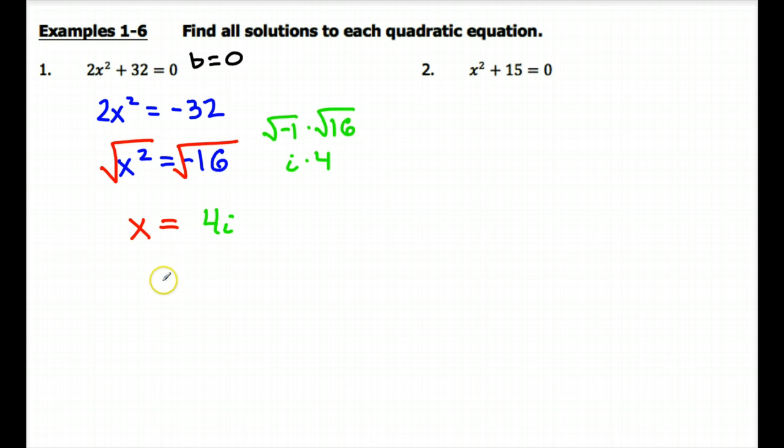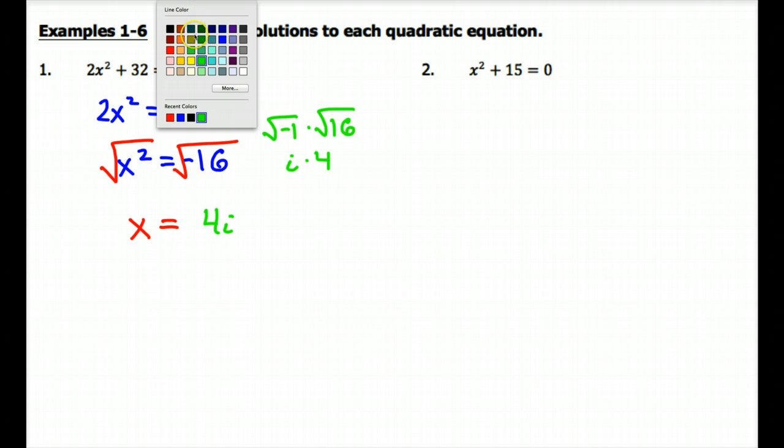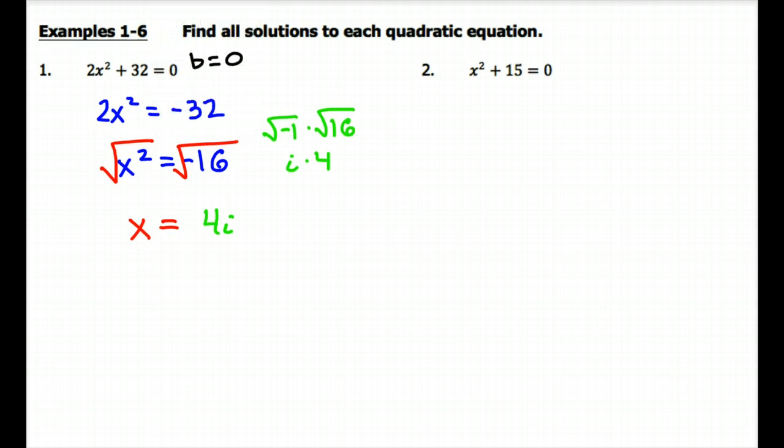The one other thing you need to remember, and this is something you need to recall from last year a little bit, is that anytime you take the square root of both sides of an equation, you have to include your plus or minus sign. So technically this solution, there are two of them. It's positive 4i and negative 4i, or plus or minus 4i would be your two imaginary solutions to this equation.